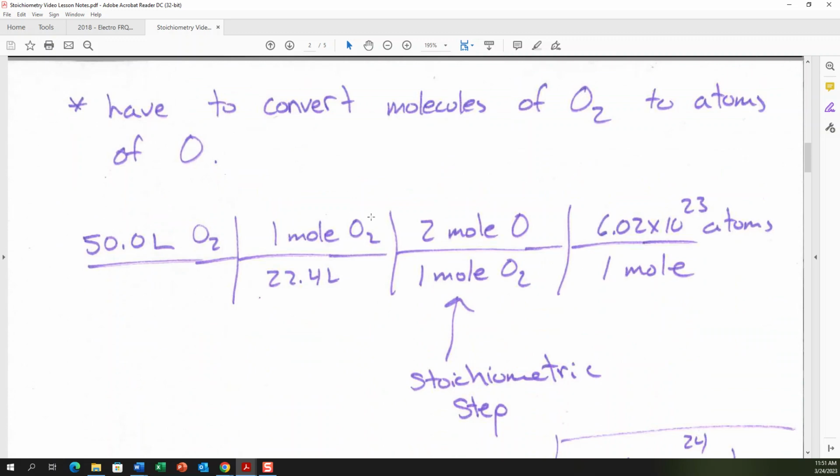But then what we're going to do is use our recipe. Our recipe is the chemical formula for oxygen, O2. It's telling us that there's 2 oxygen atoms in 1 molecule of oxygen, or another way to think about it is if you had 1 mole of oxygen molecules, you would have 2 moles of oxygen atoms. So this right here is the stoichiometric step.